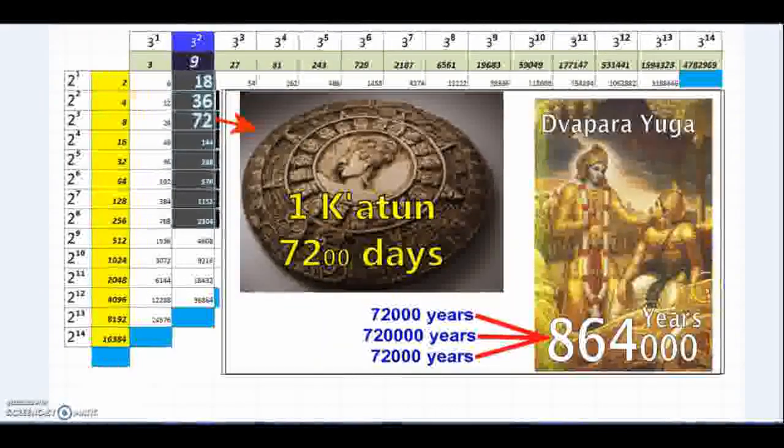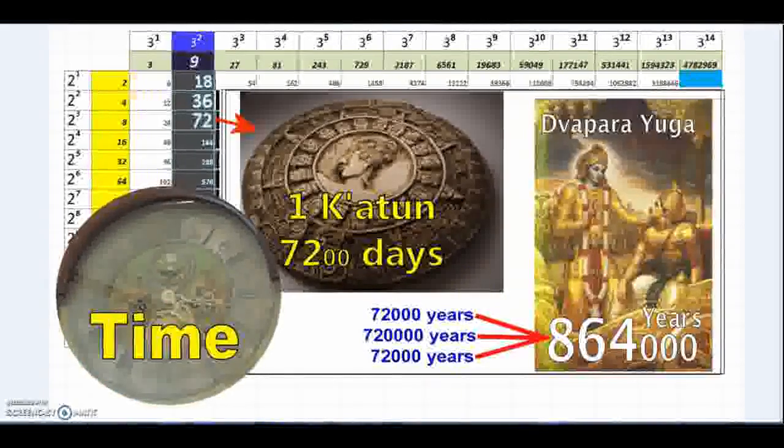But we also look in cycles at another reference to time. So the Mayan Katun, 7,200 days, and the Dwapara Yuga is broken into 72,000, 720,000, and 72,000, the beginning, middle, and end period of this particular yuga. 72 is also linked in there, and so again, a connection of time between apparently separate cultures.